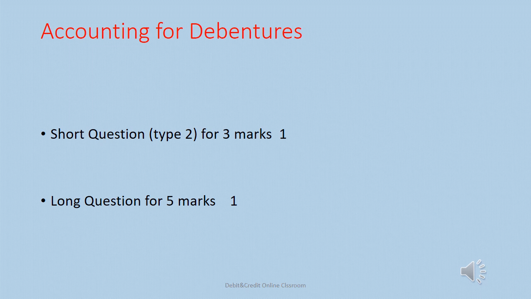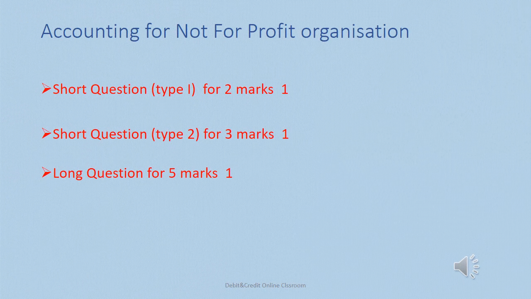From company accounts, this time we are having accounting for debentures. From that topic, we'll get one 3 mark question and one 5 mark question. From the accounting for not-for-profit organization chapter, you will get one 2 mark question, one 3 mark question and one 5 mark question.